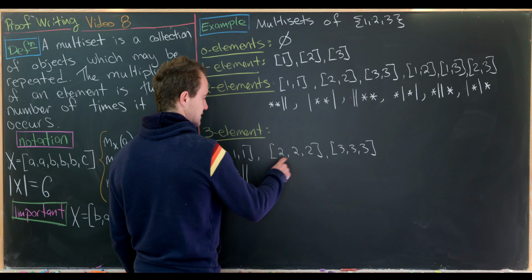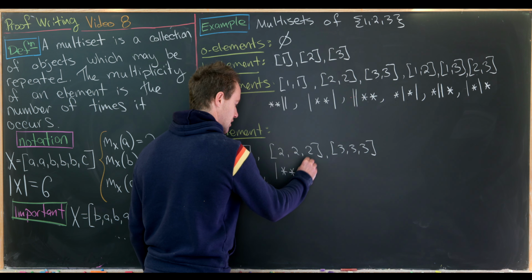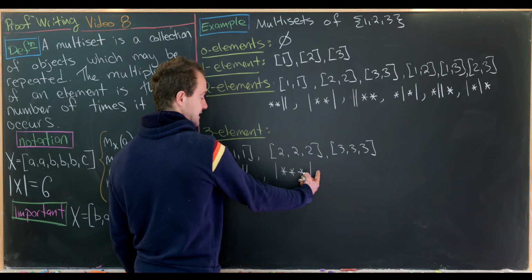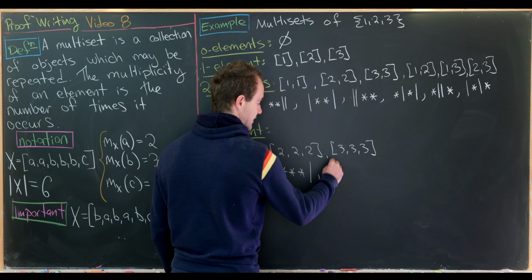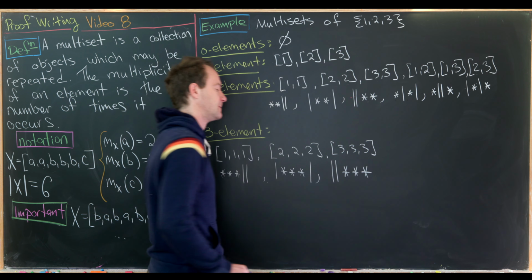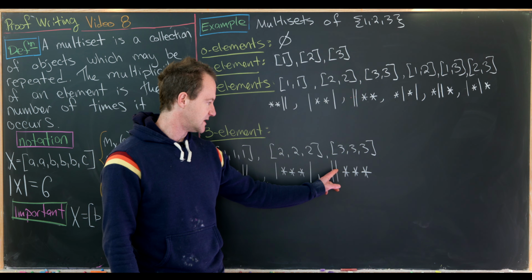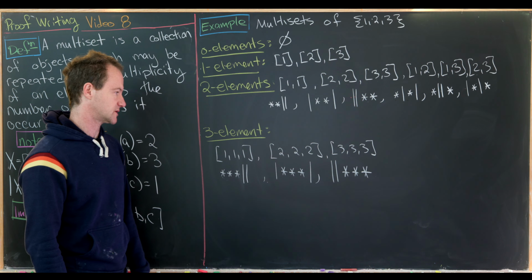Now let's look at this next one, 2, 2, 2. That would be bar, star, star, star, bar. Where we count the number of 1s is empty, the number of 3s is empty, and for the number of 2s, there are 3 of them. And then finally for 3, 3, 3, we would have bar, bar, star, star, star. Again, the place where we count the number of 1s is empty, the number of 2s is empty, but the number of 3s has 3 stars.